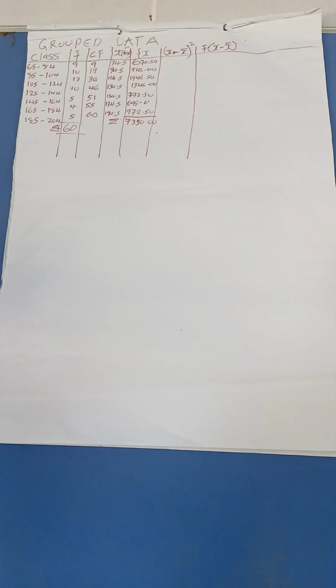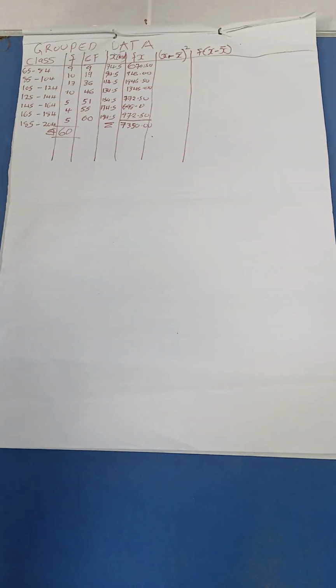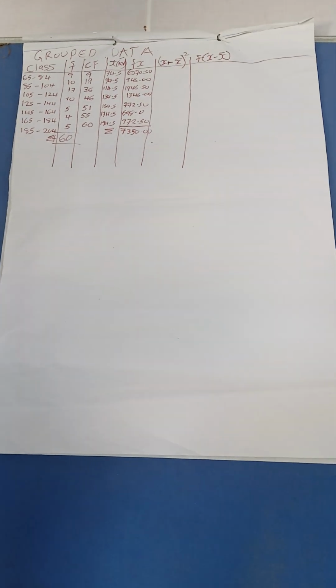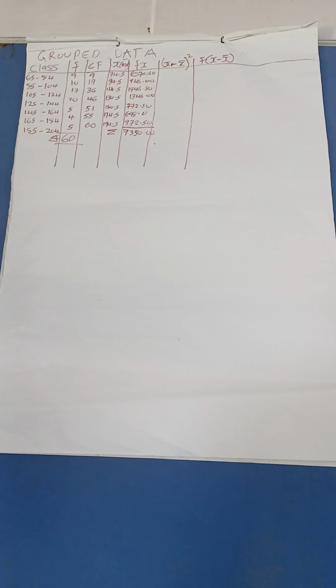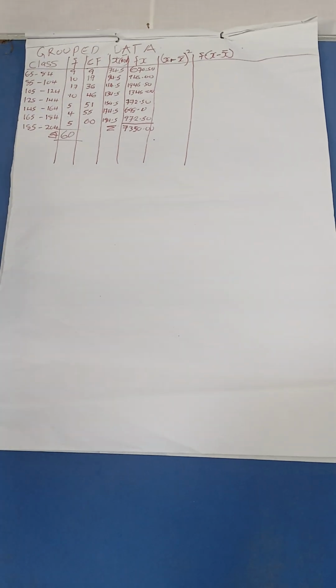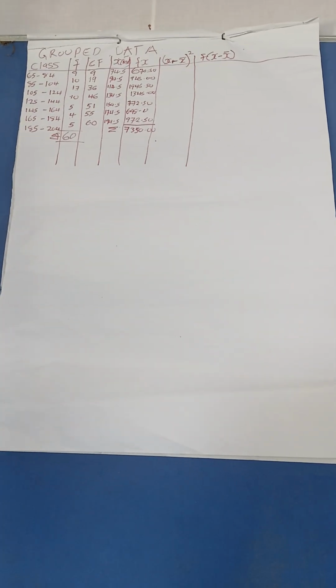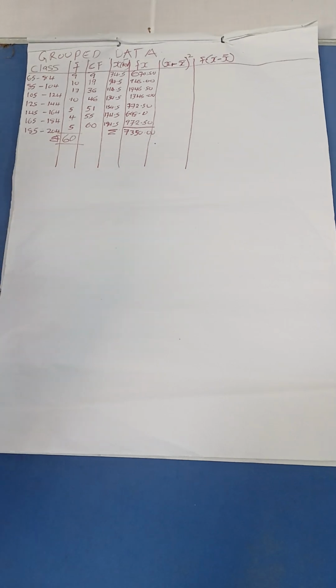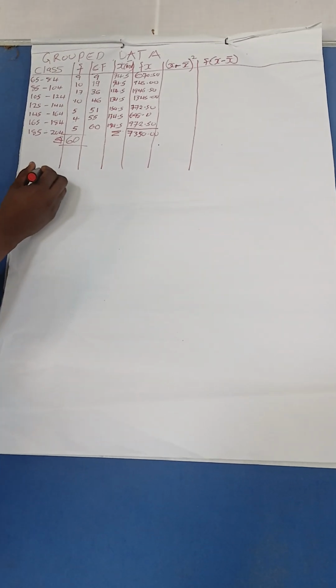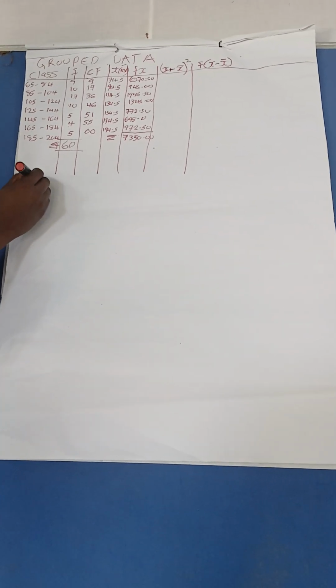7350.00. Good. Now, let's go to the next column. Next column is x minus mean squared. So we have to get x minus mean, then we square. Meaning, we have to calculate the mean first, the arithmetic mean.